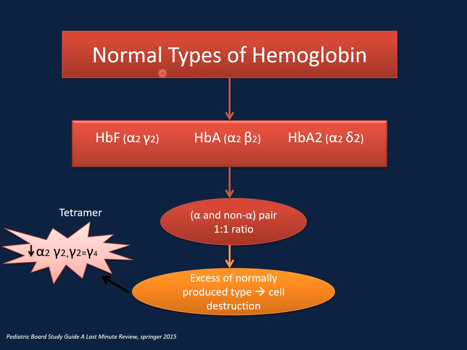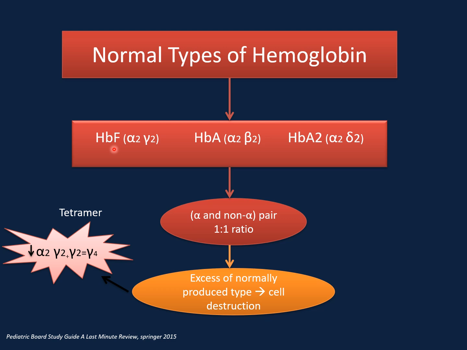In order to understand how thalassemia develops, we need to know the normal types of hemoglobin. Hemoglobin F is alpha 2 gamma 2. Hemoglobin A is alpha 2 beta 2. Hemoglobin A2 is alpha 2 delta 2. So if you look here, you have alpha and non-alpha, alpha and non-alpha, alpha and non-alpha. In order to have normally produced hemoglobin, you have to have the alpha to non-alpha ratio 1 to 1. That means the rate of production of alpha 2 must be similar to the rate of production of gamma 2 in order to have normal, stable hemoglobin F.